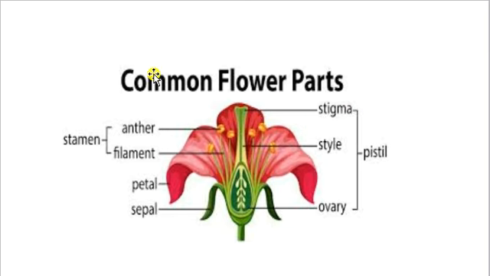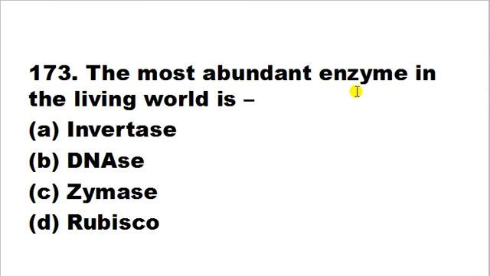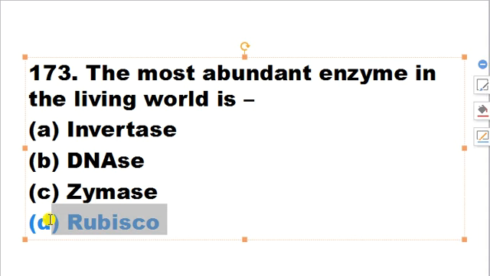The most abundant enzyme in the living world is invertase, DNase, zymase, rubisco. Its correct answer would be D. That means rubisco is the most abundant enzyme or protein in the living world because it is present in every plant which undergoes the process of photosynthesis. So photosynthesis takes place inside that plant. So it is very much important and it is the most abundant enzyme in the living world.